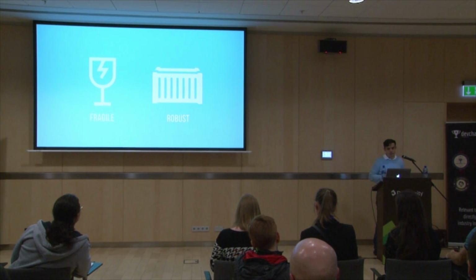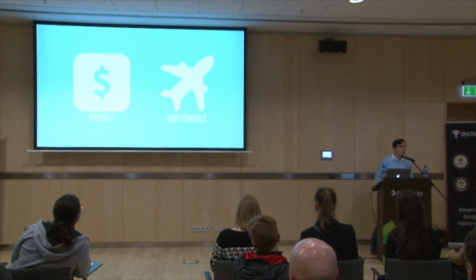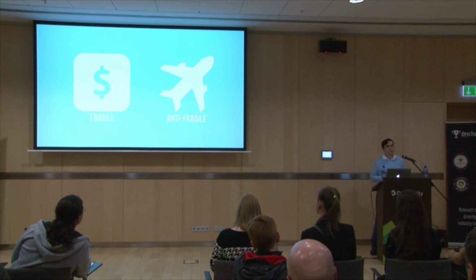Some more concrete examples in real life. Banking, based on this book, is a very fragile system. We have seen that with Lehman Brothers. If one or two banks go bankrupt, all the other banks also go bankrupt because we have a high dependency between the banks. The airline industry is pretty anti-fragile. If one plane crashes, it's very unlikely that the other plane will crash because every plane is very independent of each other.